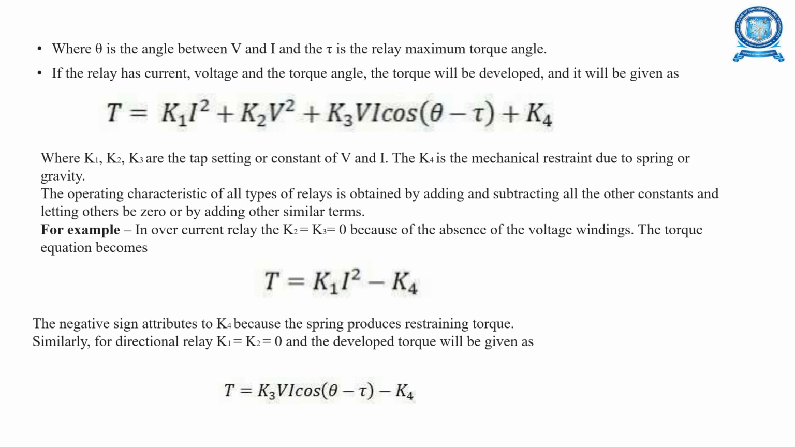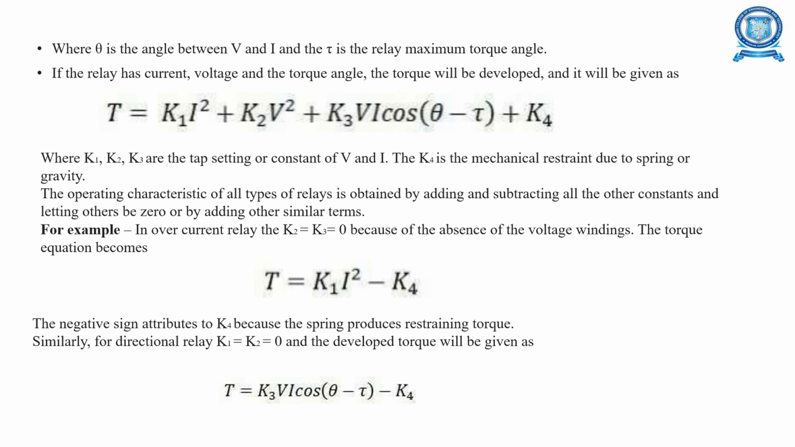Here, if the relay has current, voltage and torque angle, the torque will be developed. It will be given as T equals K1 I square plus K2 V square plus K3 VI cos theta minus tau plus K4. K1, K2, K3 are the tap setting or constants of V and I, and K4 is the mechanical restraint due to spring.